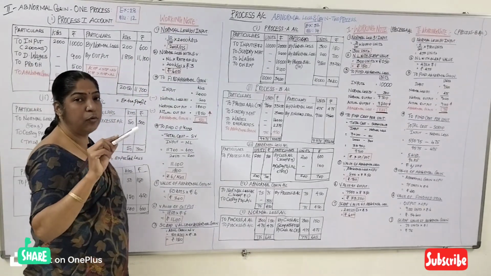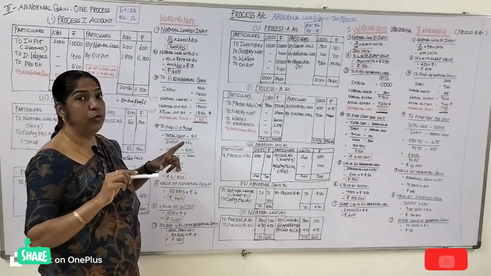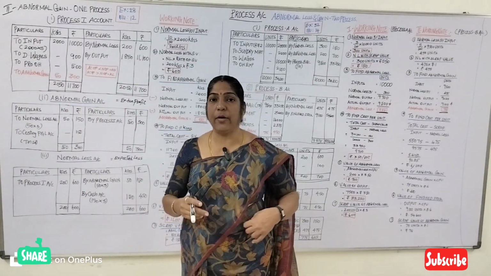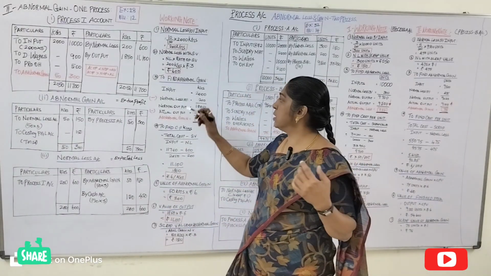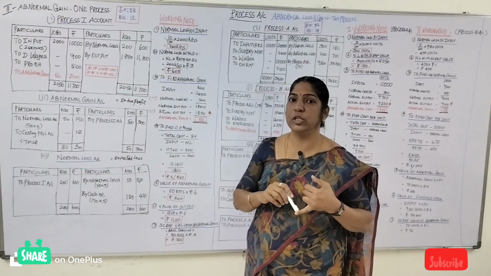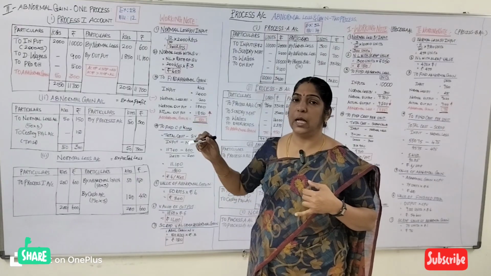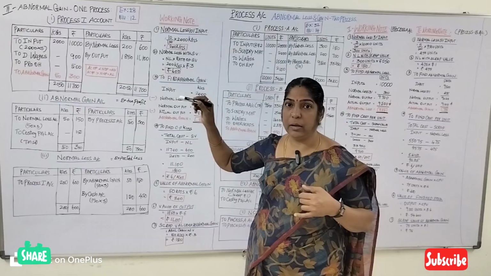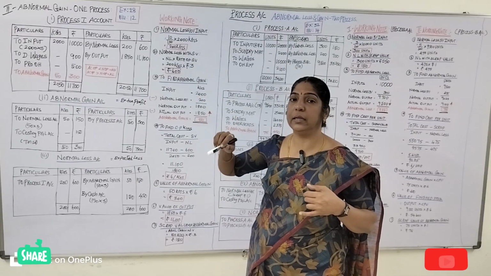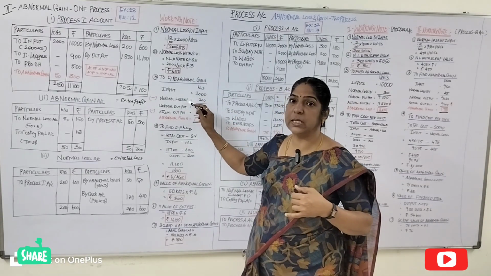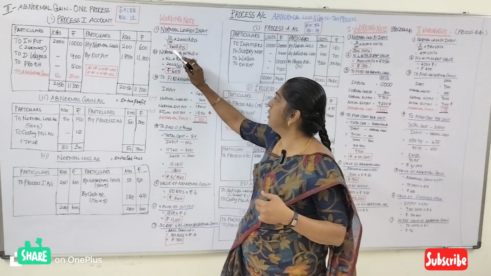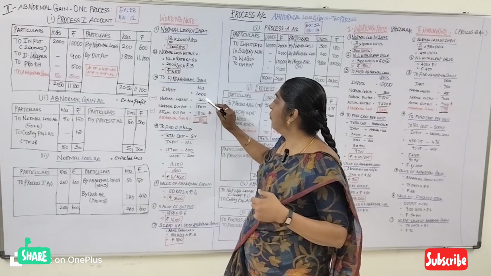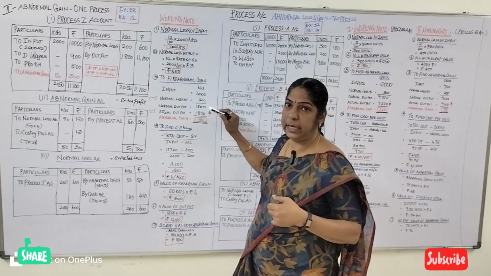Okay, entered. Then what do we have to do? We are going to find out whether it is an abnormal loss or an abnormal gain. How can you find out? We have a format for that. First we enter the input. How much input was introduced? 2000 kgs. From the 2000 kgs input we have to subtract the normal loss of 10%. How much is the normal loss at 10%? We have 200 kgs. So we subtract 200 from 2000 and you get 1800.